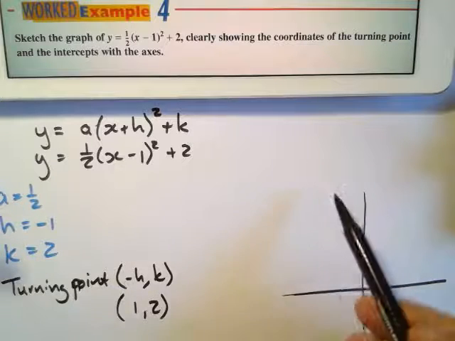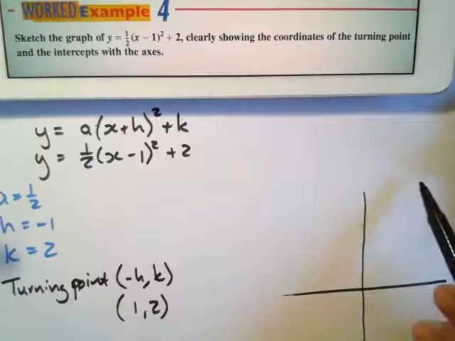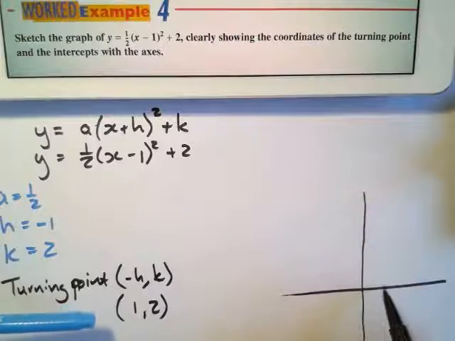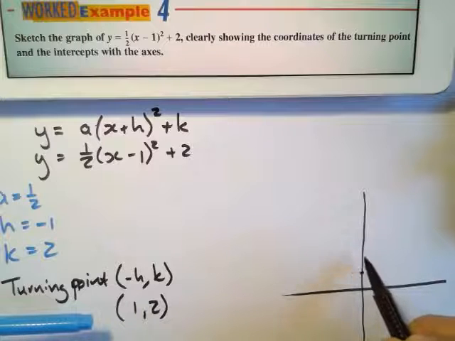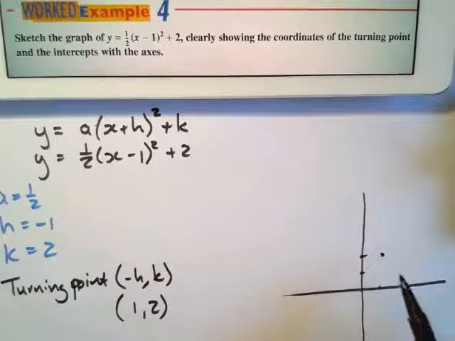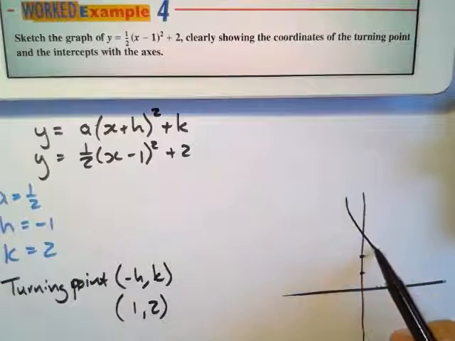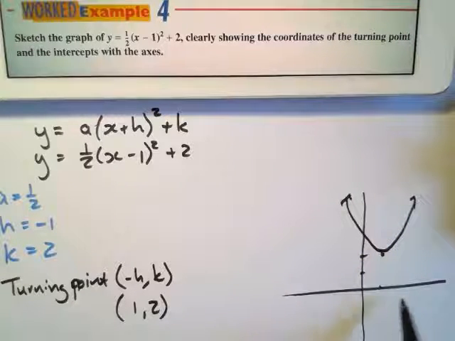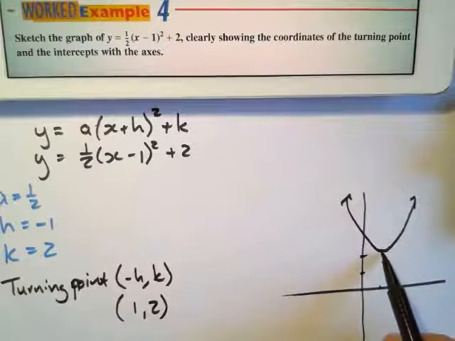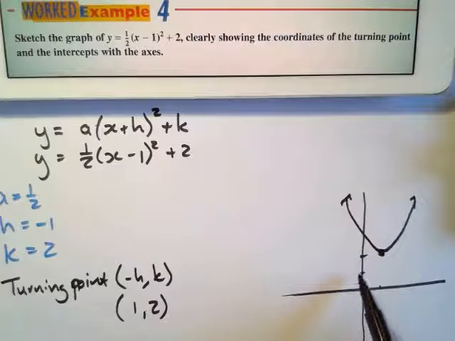a is positive, so it's a smiley face. The turning point is at x is 1 and y equals 2, so 1, 2. So it's going through there. So my graph looks like this. It's not going to have any x-intercepts. If it's a smiley face and that's my turning point, that is how my graph is going to look.